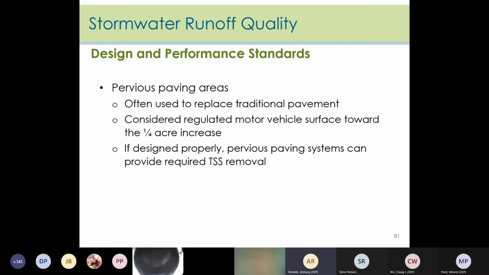The reviewer must make sure that the pervious paving areas are treated as regulated motor vehicle surface when considering stormwater quality, although pervious paving areas designed in accordance with the BMP manual can assist in providing the required TSS removal.